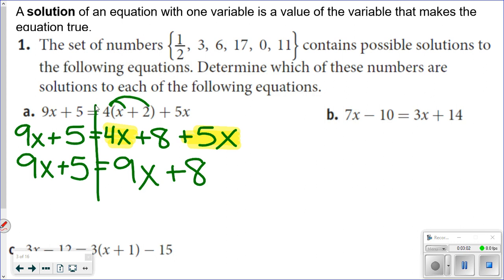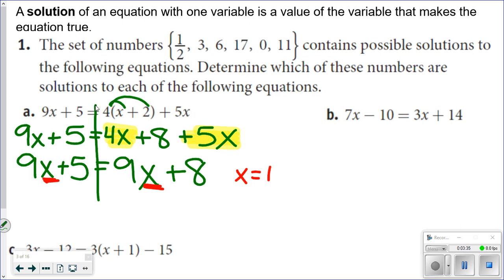So let's say I take a number, let's say x equals 1, and I plug it in right here for x and right here for x. 9 times 1 on the left and 9 times 1 on the right is going to give us 9. But then on the left, I'm adding 5, and on the right, I'm adding 8. 9 times 1 plus 5, 9 times 1 plus 8. Those are never going to be equal.